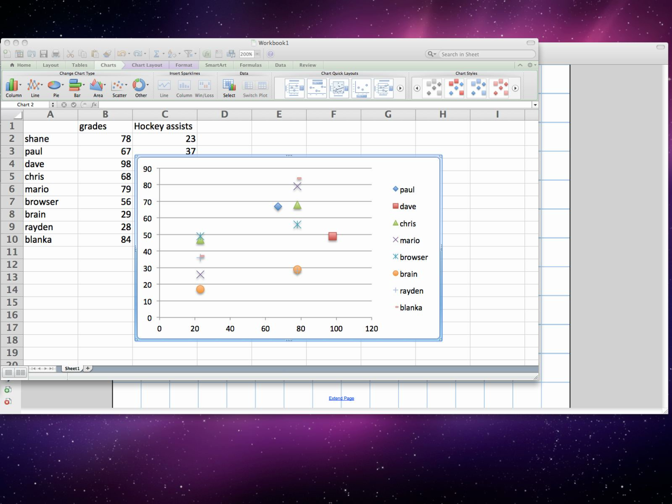After you do them all, there will only be one symbol or point for each person, but you'll have all the names on the side so that you guys don't have to actually write them into the graph. It makes the graph much cleaner like this.